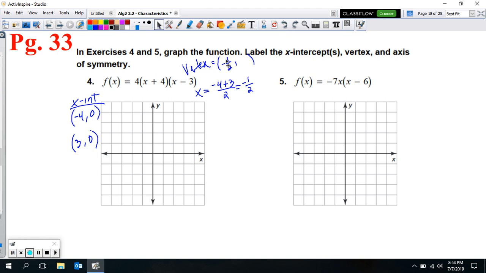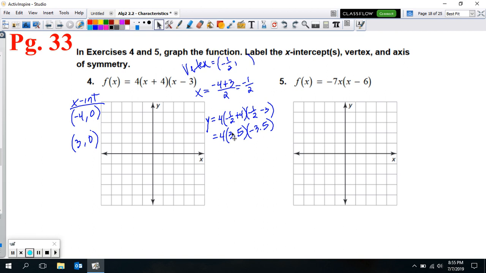Now to find the y-coordinate, we would need to plug this in both places here. So I'm just going to change the f of x to a y and say y equals, starting off with 4. The first parenthesis says x plus 4, so we're going to put negative 1/2 plus 4. In the second parenthesis, we're going to put negative 1/2 minus 3. Now we'll keep that 4 there, but we're going to do what's inside these parentheses. Take a half away from 4. That's going to be 3.5. This one, they're both negative, so you're going to add it up. Basically, add a half to 3. That's also 3.5, but it's negative 3.5.